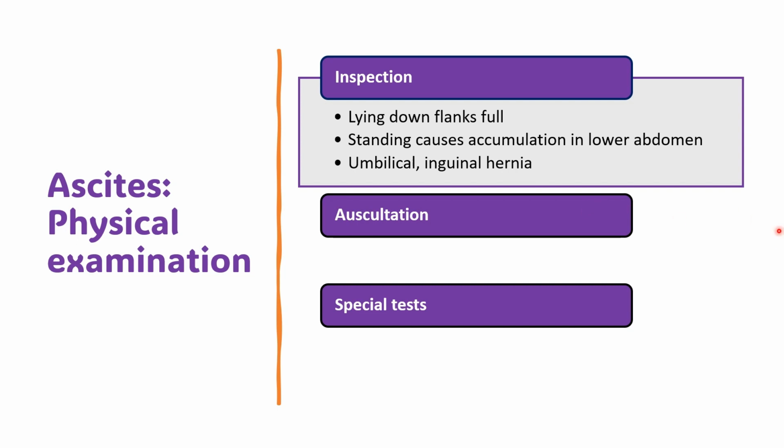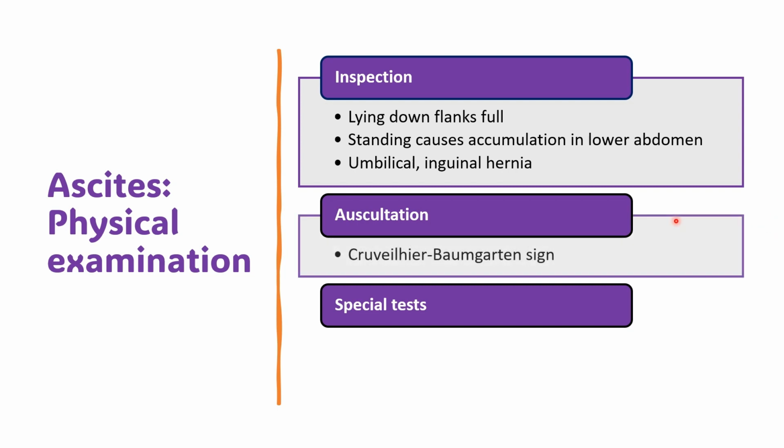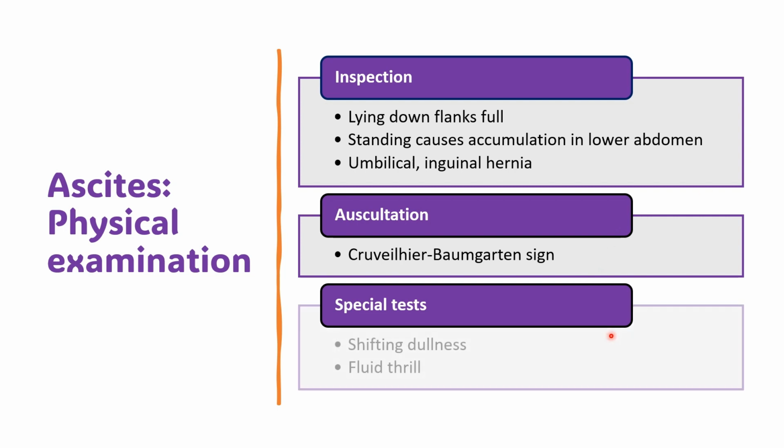Okay. And then don't forget your palpation either. On auscultation, you might be able to hear Cruveilhier-Baumgarten sign. Remember that's a venous hum within the para-umbilical veins, which in cirrhosis sometimes become recanalized. Okay, and then special tests. We have shifting dullness and fluid thrill.